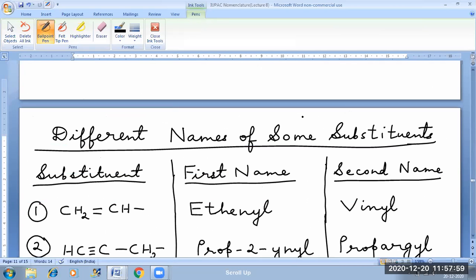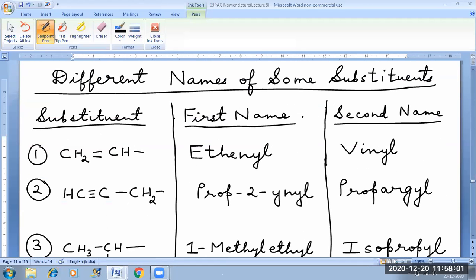This table you will have to copy. Not now, but you can copy it later. But you will have to copy this table.